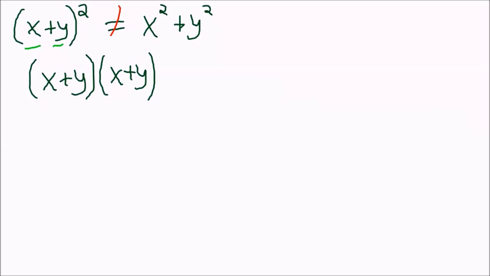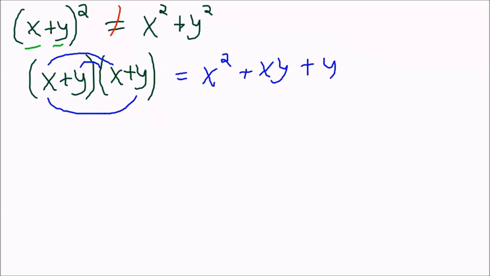If we FOIL, we do our first, x times x, that will get us x squared. Do our outer, x times y is plus xy. Do the inside, y times x is plus yx. And then the last, y times y is plus y squared.